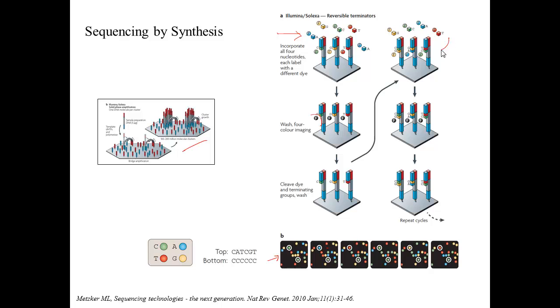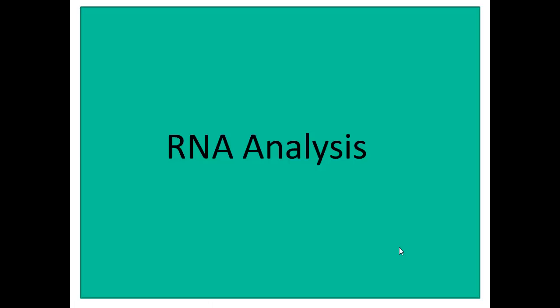This will allow us to do a second cycle where we incorporate another base, we image it a second time, and then we deprotect it a second time, and then we can keep going, adding a single fluorescently colored base each time. In this way, we can build up the sequence using multiple cycles.